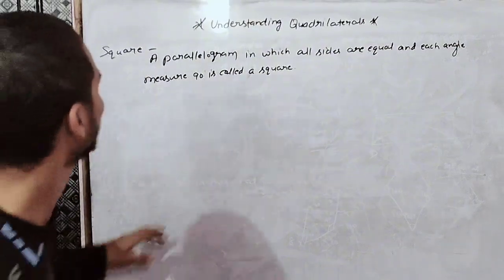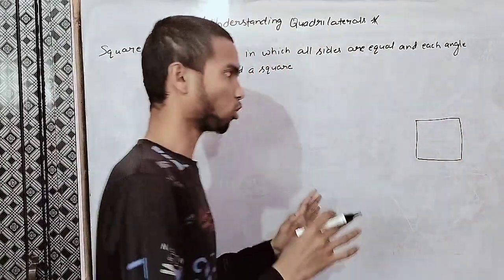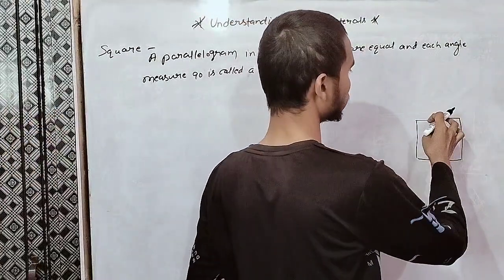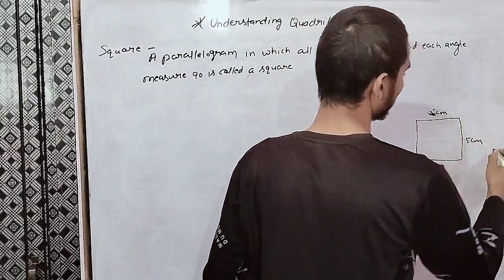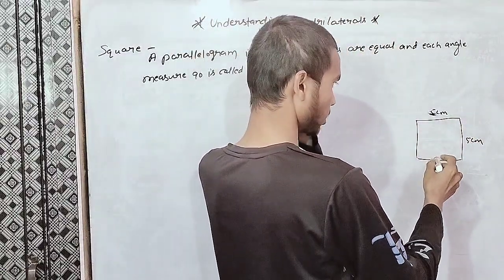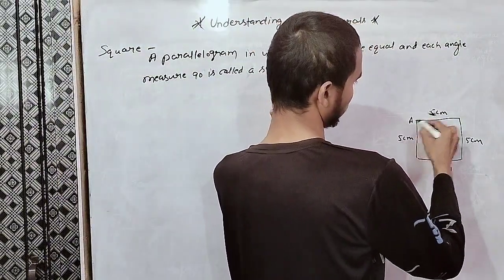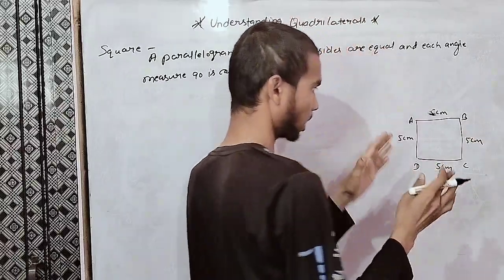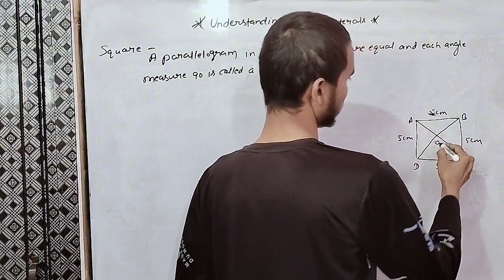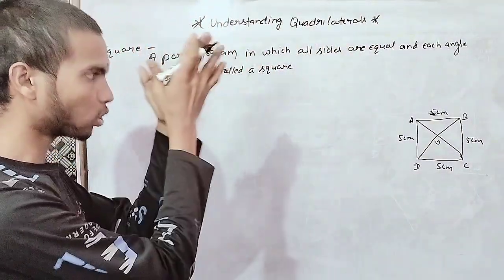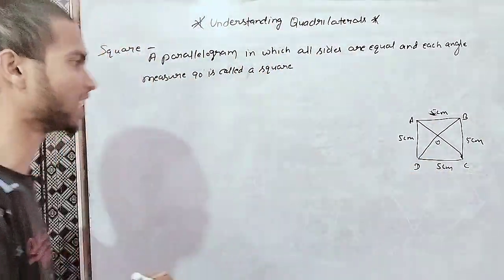Now let's see it. We have a square, which means four sides are equal to each other. For example, the measure of this side is, let's say, 5 centimeters. So each side will have how much measure? 5 centimeters. Let's name it A, B, C, D. And we already see two diagonals. This is the first and this is the second. They intersect each other at point O. The diagonals are BD and AC.